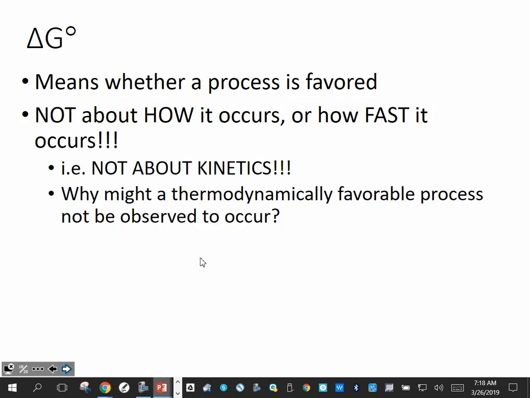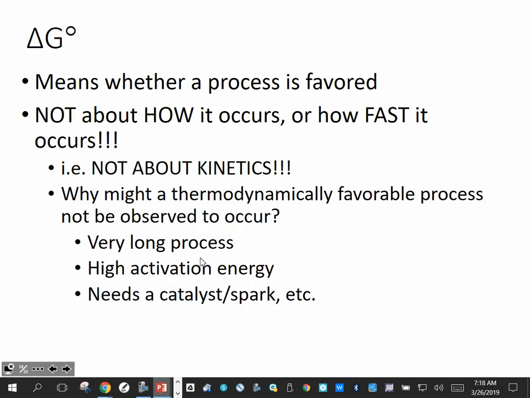But what you could say is, okay, maybe it's a really long process. Maybe it takes a really long time. Another explanation, maybe it has an incredibly high activation energy, right? Because remember, kinetics is all about that potential energy diagram curve, where you've got this big hump in the middle. Maybe it's got an enormous activation energy. Maybe you need a catalyst of some kind. Maybe there's a reason why it's not occurring instantaneously. Maybe that's a kinetics issue.